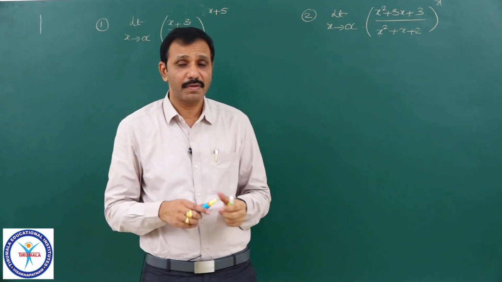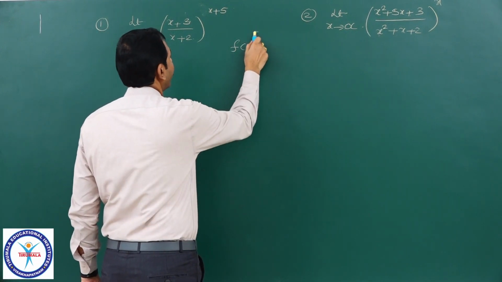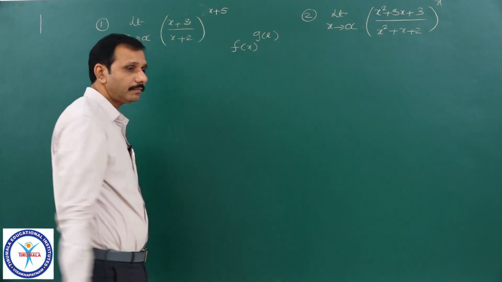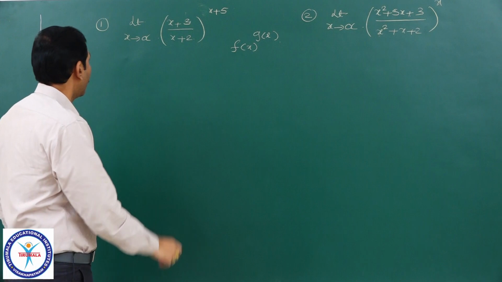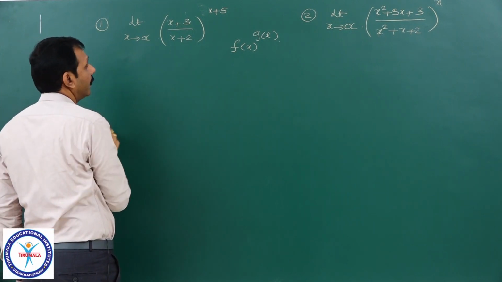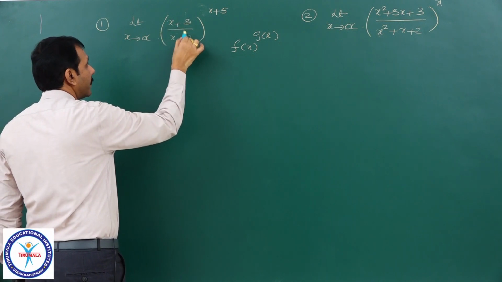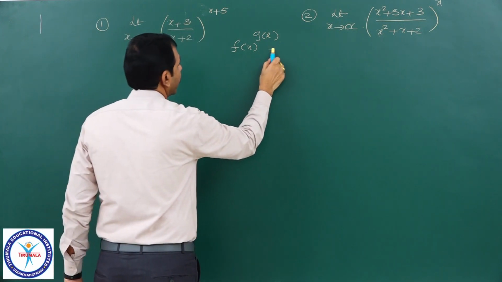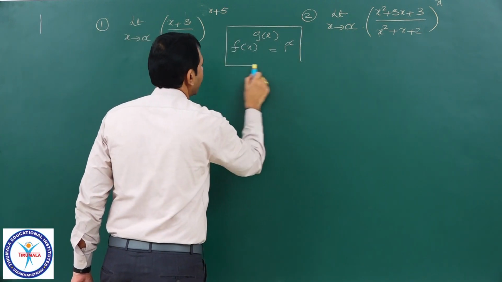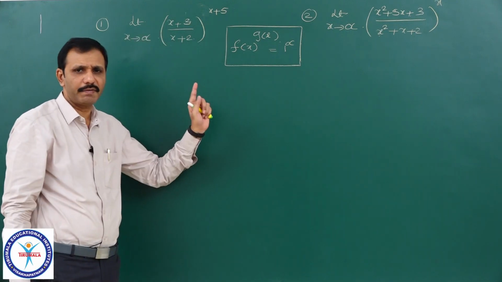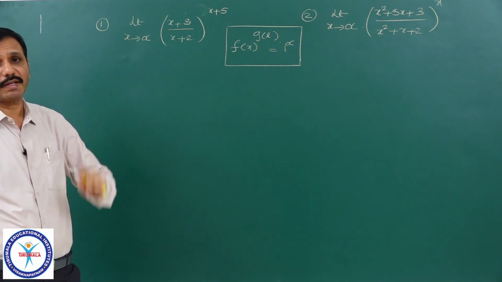It is of the form function whole power function, of the form f of x whole power g of x. Of course, in f of x whole power g of x form also, as x tends to infinity, here if you take x common, 1 plus 0 by 1 plus 0 means 1 power infinity form. This is another very important model for any competitive exams, either mains or advanced. Definitely this is very important.